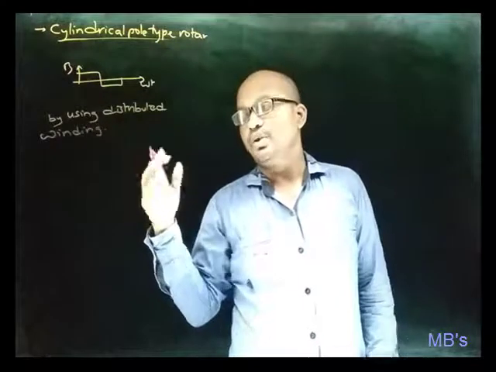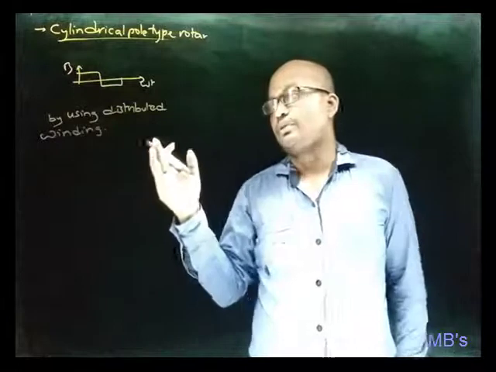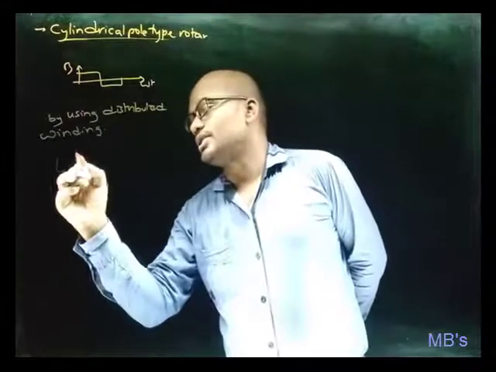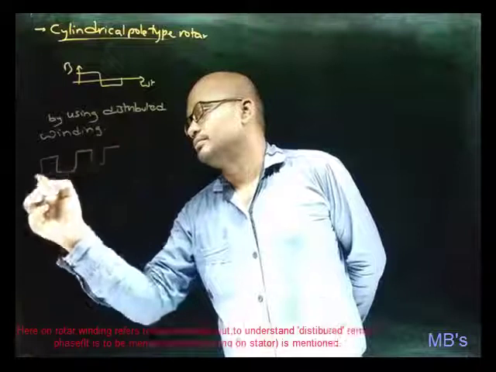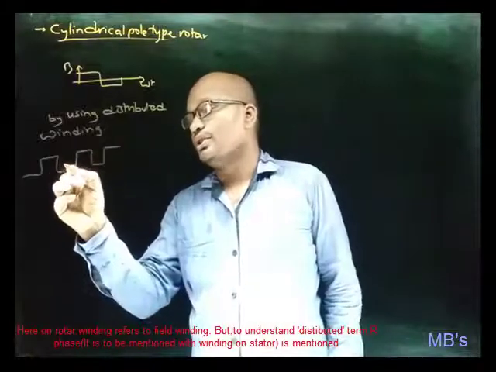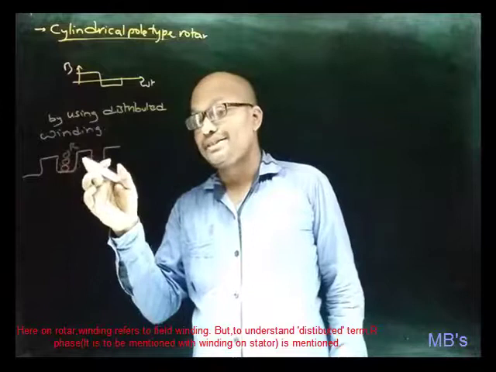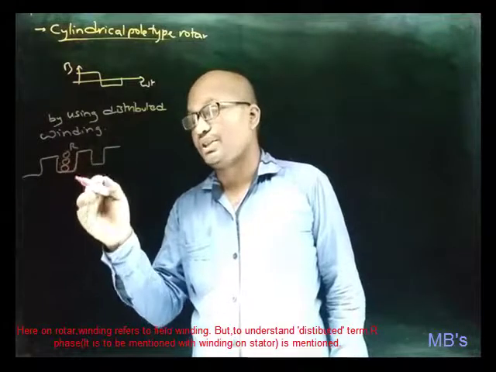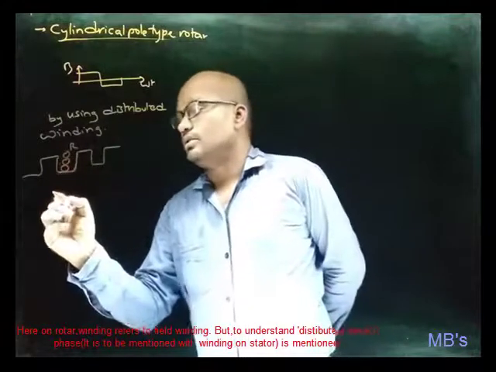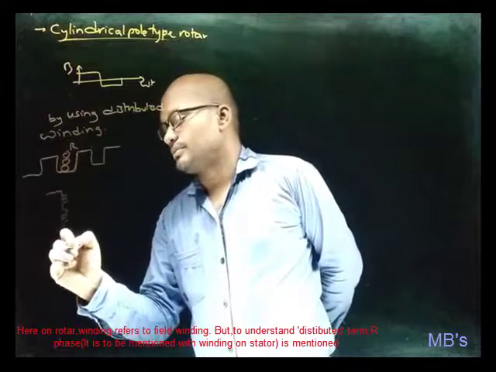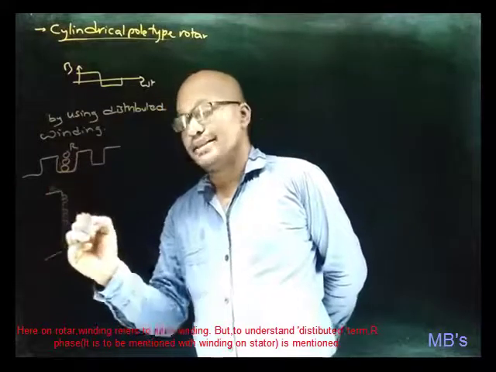So now let's see how this distributed winding makes our flux distribution sinusoidal. Okay, for that consider a slot like this, and let us suppose the three conductors of the same phase are placed in the same slot, meaning concentrated winding. So now let's see the EMFs induced in the 3 conductors placed in the same slot.